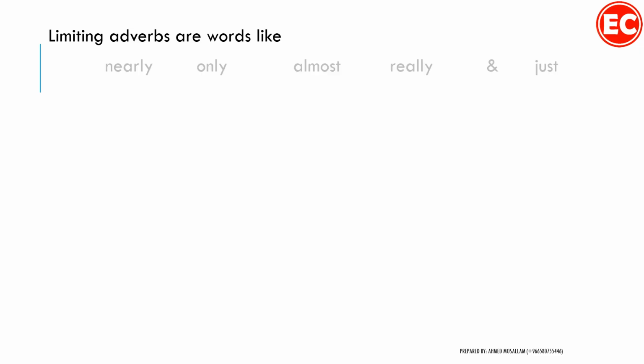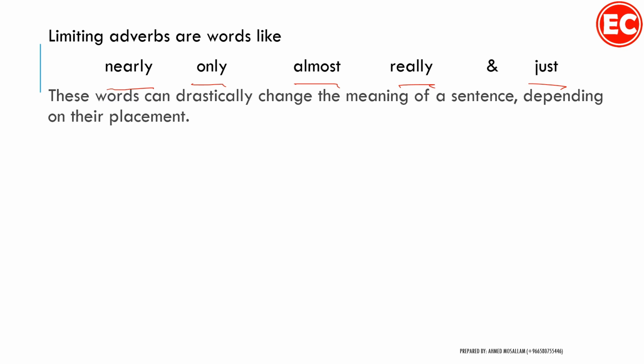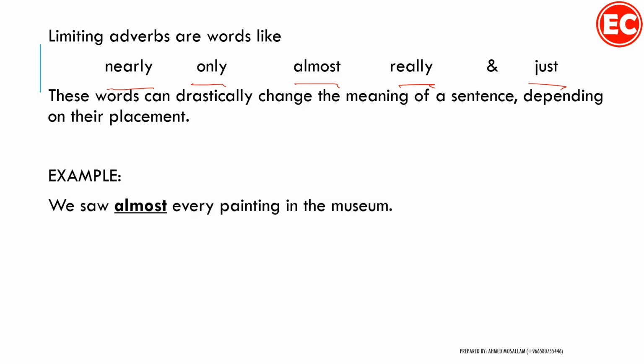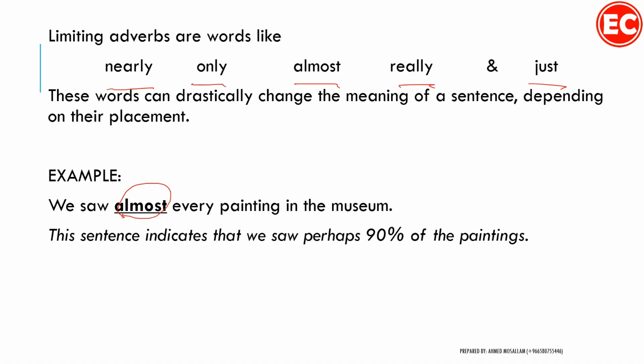Just keep in your mind these 5 words. They play a significant role in the meaning of the sentence: nearly, only, almost, really, and just. The misplacing of these words will change the meaning completely. They can drastically change the meaning of a sentence depending on the placement. Look at the example here. We saw almost every painting in the museum. Here almost gives the meaning of what? How many paintings we have seen? For sure around 90%, which makes sense.